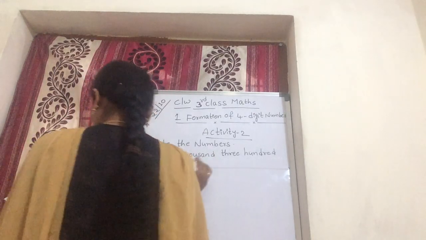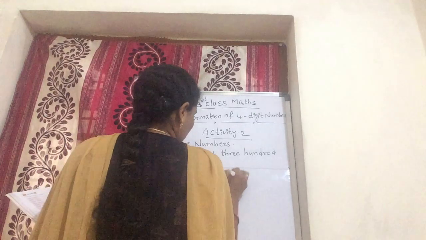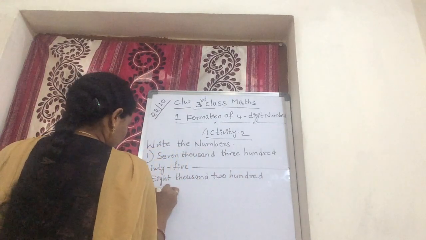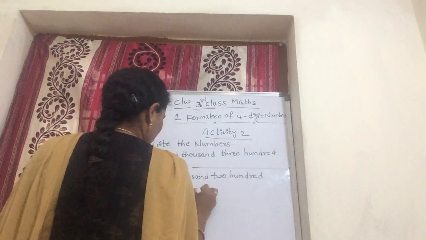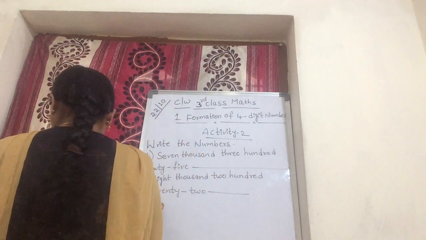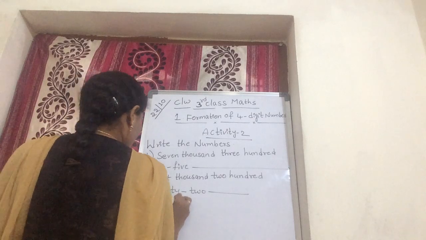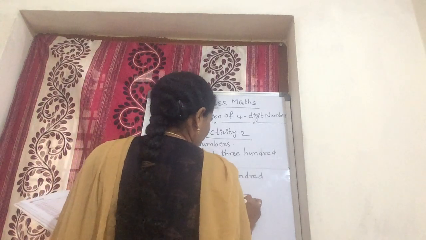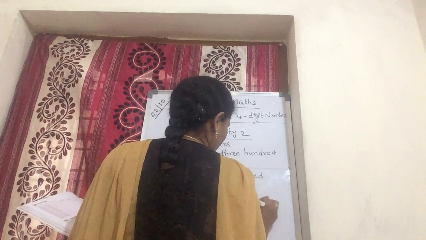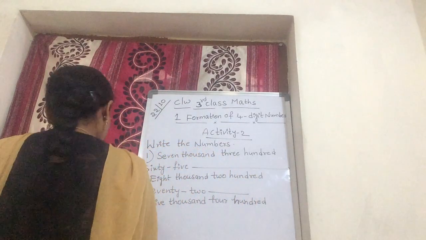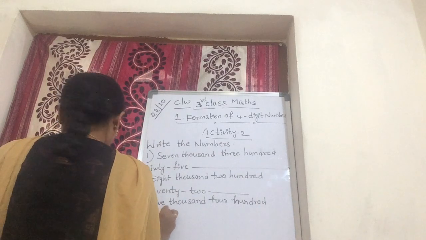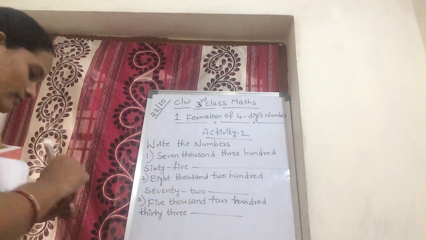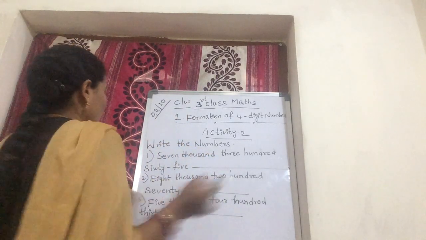Yeah, 8,000. 272. Next, 5,000. 433. Okay, children, write down our answers. What is your first number?